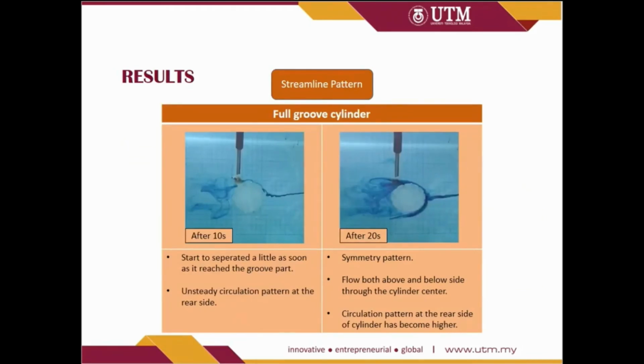Next, we proceed to the results for the streamline pattern for the full groove cylinder. For the first 10 seconds, the dye starts to separate a little as soon as it reaches the groove part, and then at the rear side it shows an unsteady circulation pattern. After 20 seconds of running, it shows a symmetry pattern. The dye flows both above and below the cylinder center. The circulation pattern at the rear side of the cylinder has become higher.